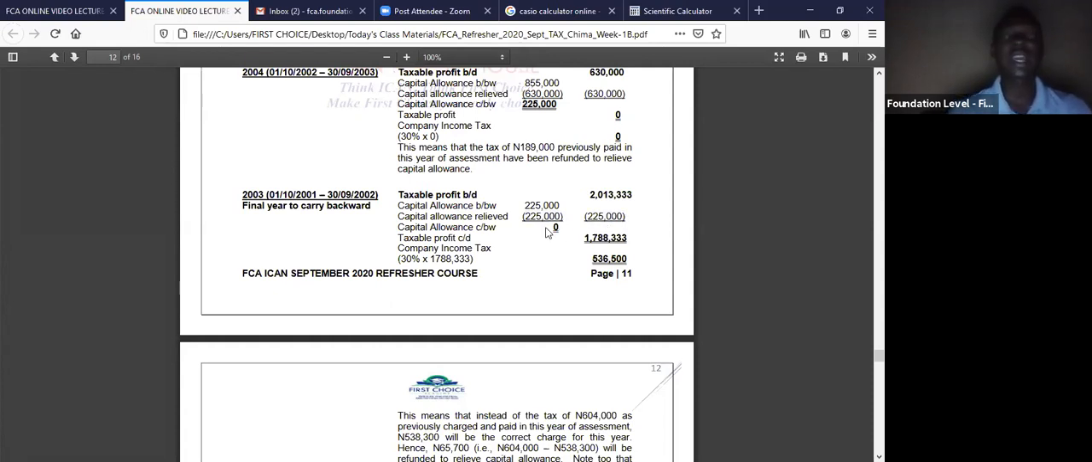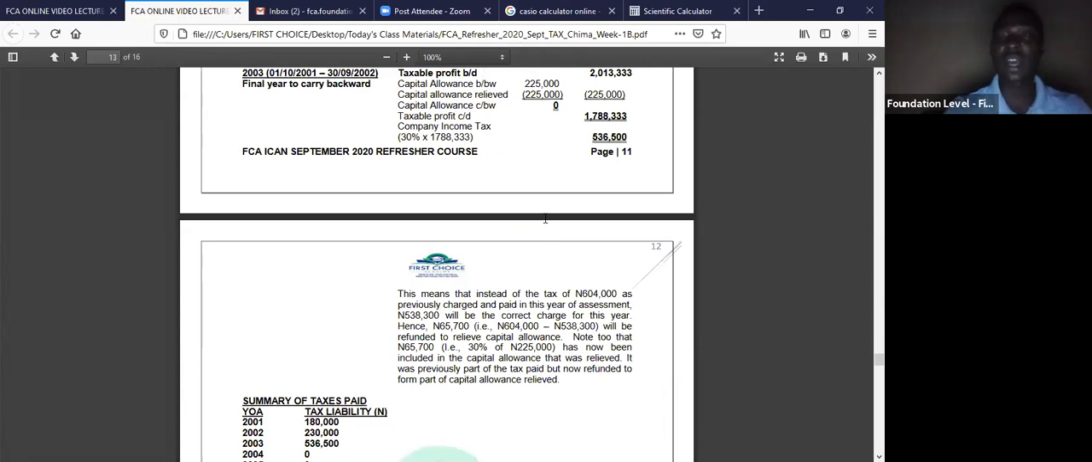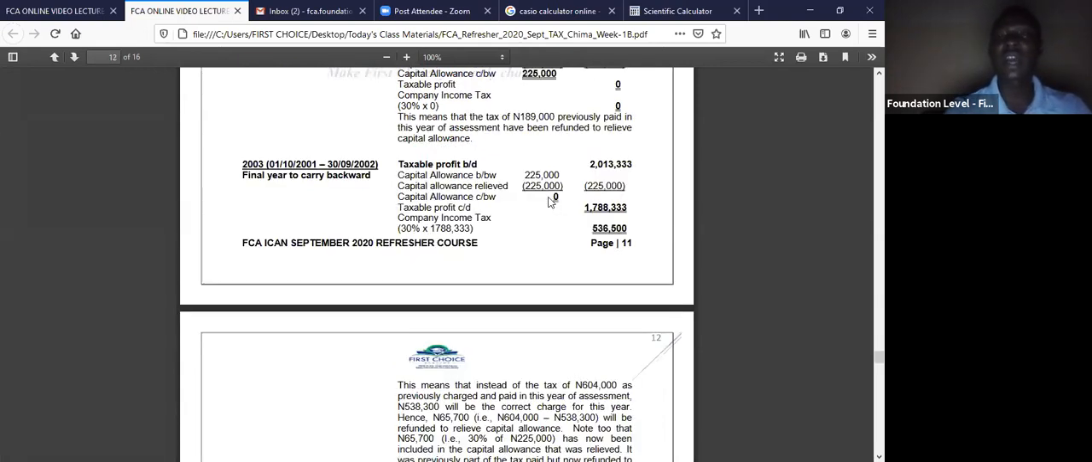That means we can't carry anything backward. We are fully utilized. And if we had not had 0 here, anything that was here would have been completely lost. Anything that was here would have been completely lost. But thank God we have 0.